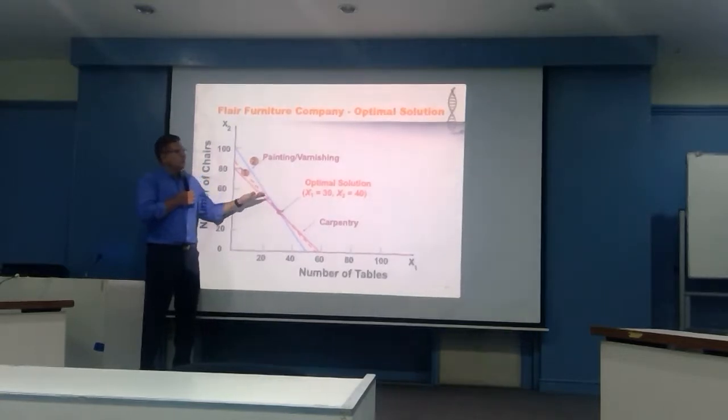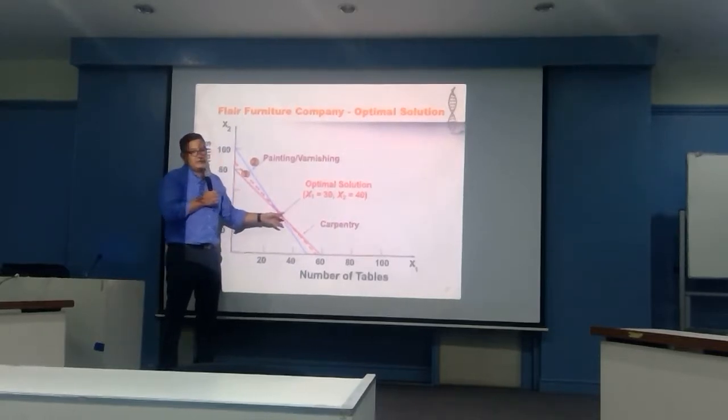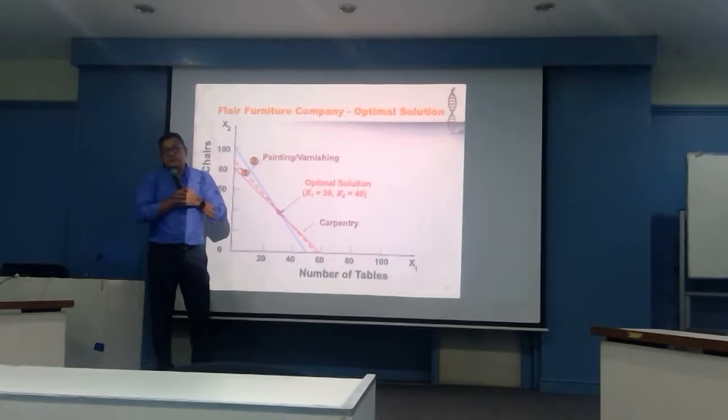And we already found the coordinates, right? The cutting point between the first and the second constraint is x1 30, x2 40. And this is the isoprofit line.